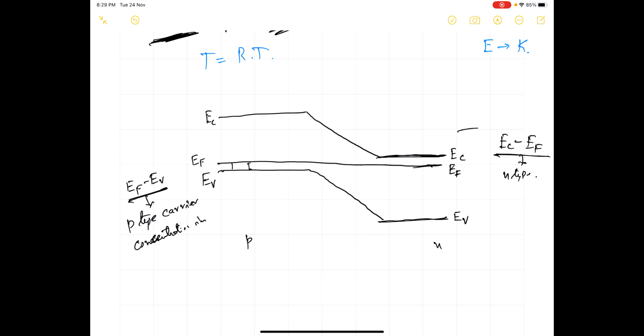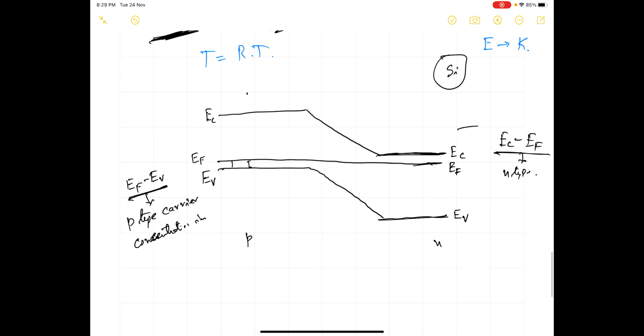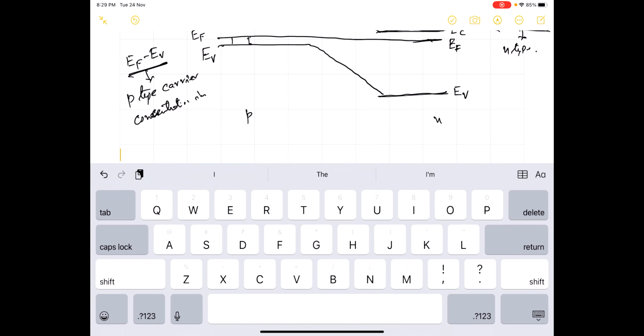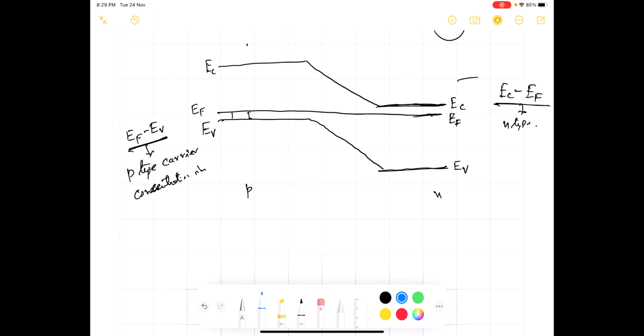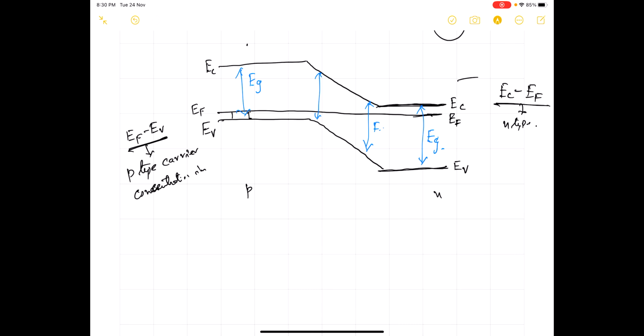At the end, we are talking about a silicon compound. We dope with phosphorus to make n type, and we dope with boron to make p type. So the band gap, which is this one, Eg, has to be the same everywhere. It does not matter.